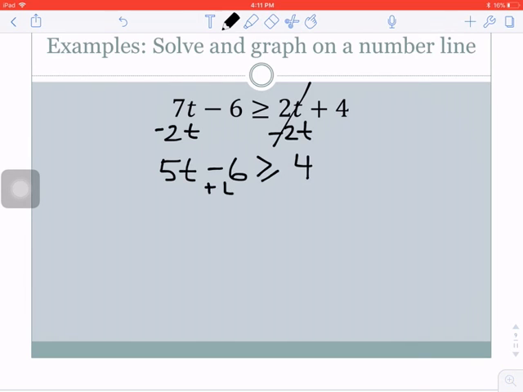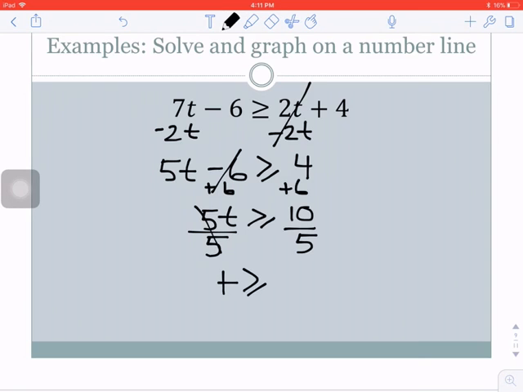All right, then add your 6. 5t greater than or equal to 10. And then finally divide by 5. So it's t greater than or equal to 2. That's your answer. And let's represent that on a number line. Greater than or equal to 2.